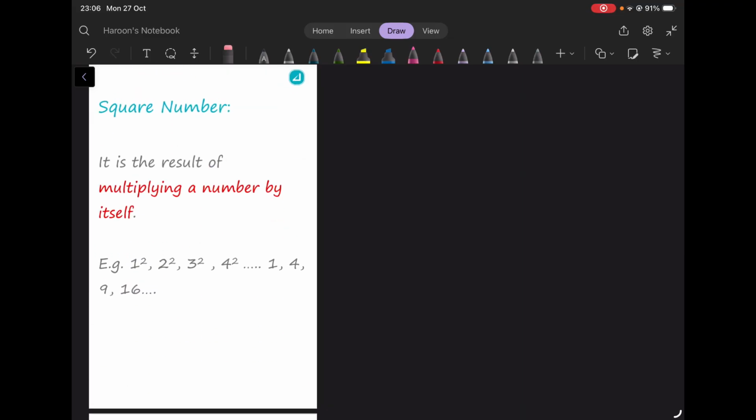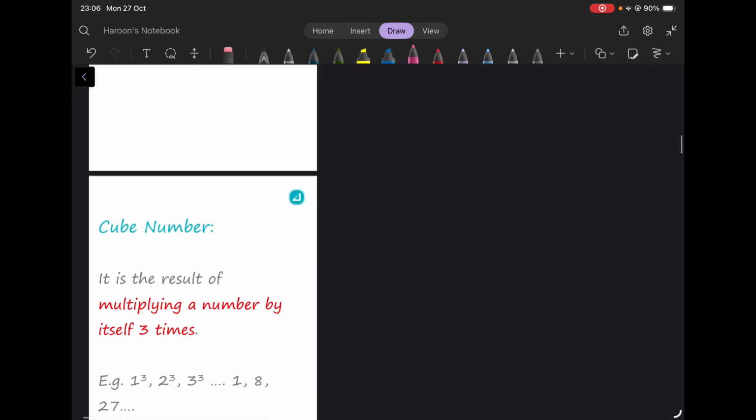Square numbers we have already discussed. So 1 squared gives us 1, so this is a square number. 2 squared, 4, this is a square number. 9, 16, 25, 36, 49, 64, 81, 100, 121 and so on. These are your square numbers.